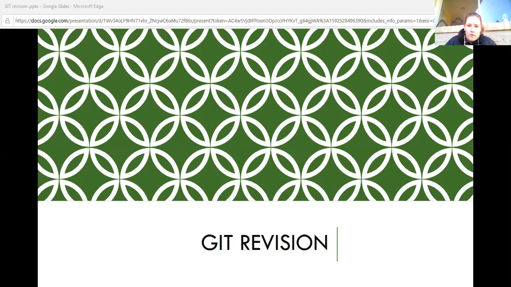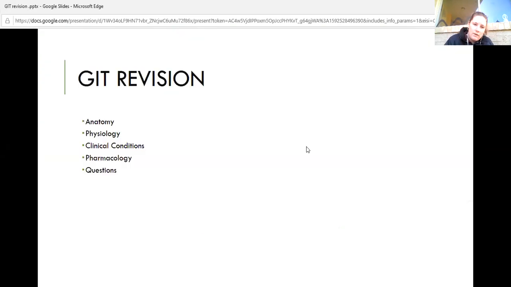So pretty much the aim is just to go through general GIT revision, anatomy, physiology, a few of the clinical conditions, pharmacology. We've got a bunch of questions at the end, and we'll see how much we get through, but they'll be there for you guys for revision if you'd like those. So obviously we're just trying to give you the information that came up on a lot of practice exams and comes up in third year and seems pretty important.